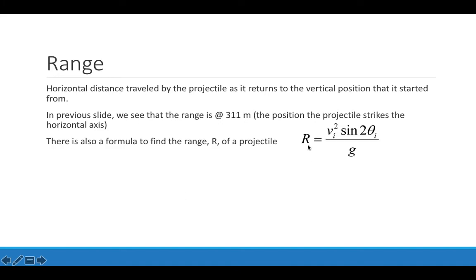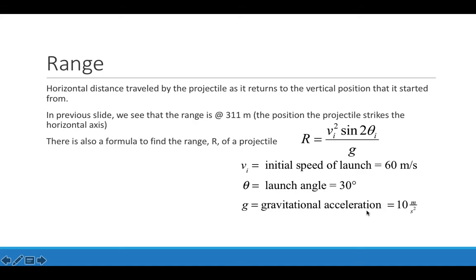The range formula tells us that the range of an object, and it has to start off and end up back where it started along the vertical. So if it's thrown at the ground, it has to end up back at the ground for this to work, is equal to the initial speed of the projectile squared, times sine of twice the angle. So in our case, the angle was 30, twice the angle would be 60, and then divided by gravity, where gravity is actually 10 meters per second squared. So our initial speed of launch was 60, our angle was 30, and our gravitational acceleration is 10 meters per second squared.